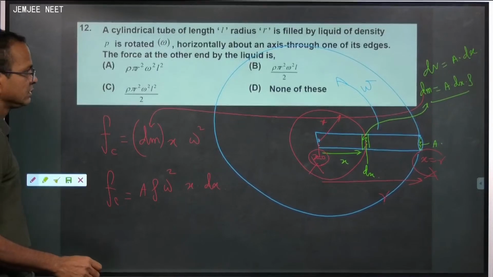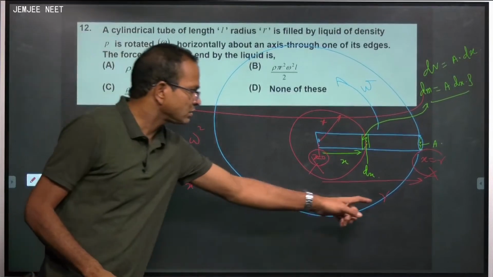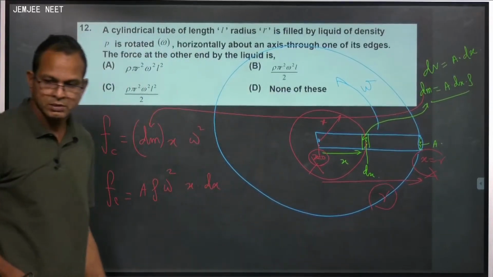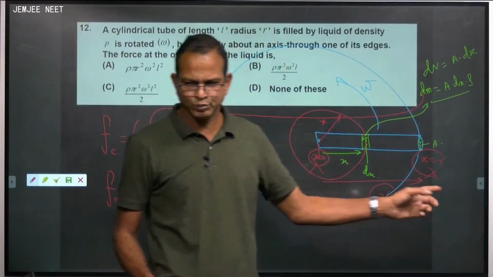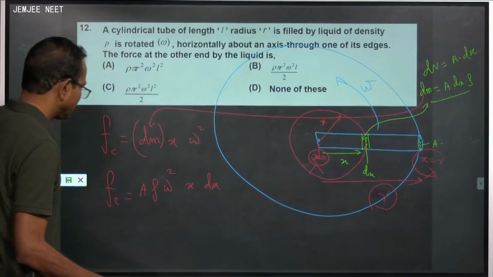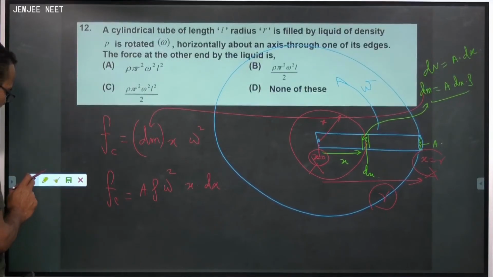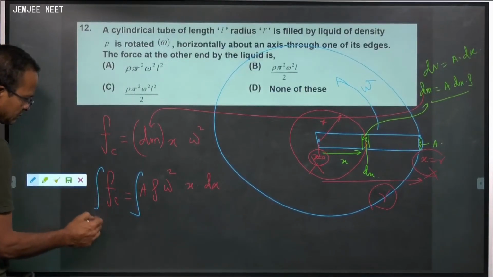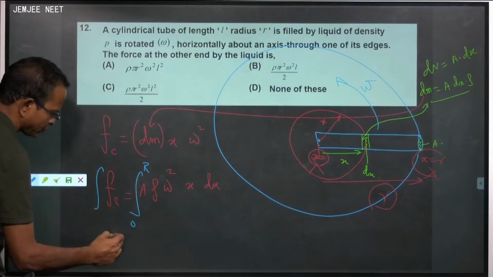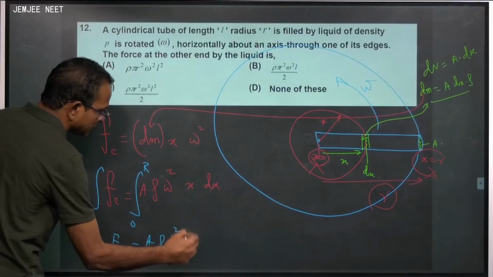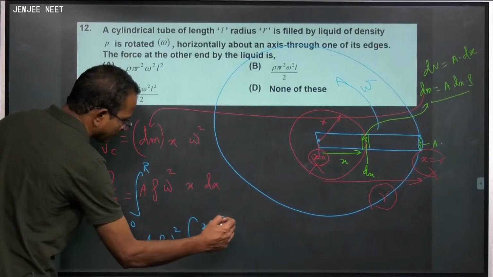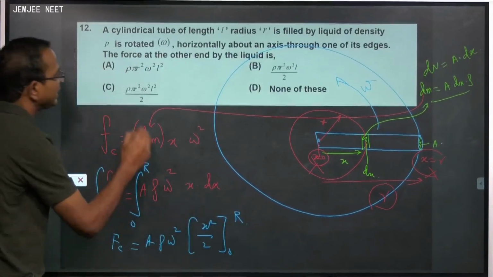Sir, the interval is 0 to x, no sir? 0 to r. The minimum value of x is 0, the maximum value of x is r. அவ்வளோதான் முடிஞ்சே போச்சு ப்ராப்ளம். Integration 0 to r gives you centripetal force. A rho omega square x square by 2, 0 to r. Finished. C is the answer.